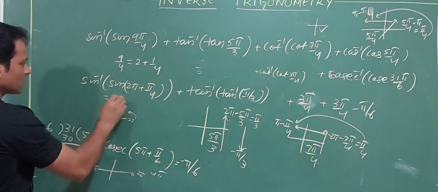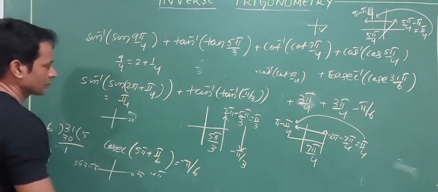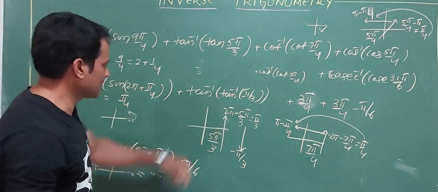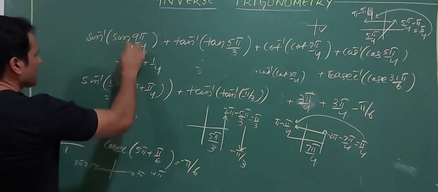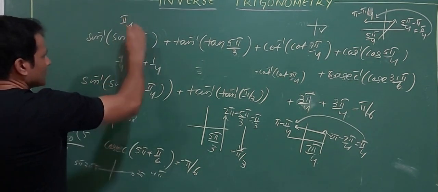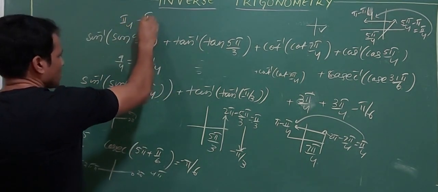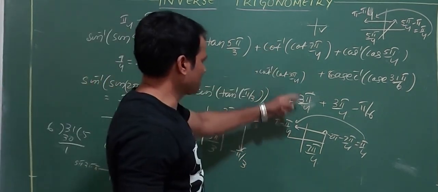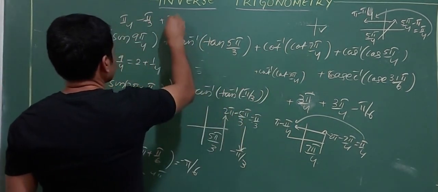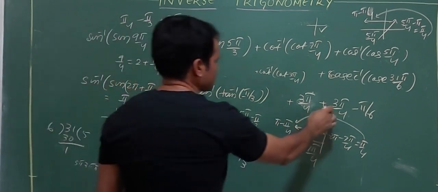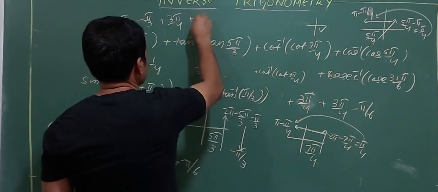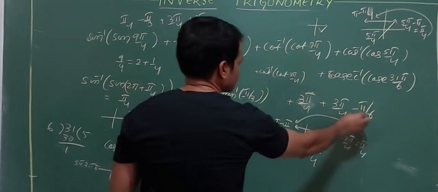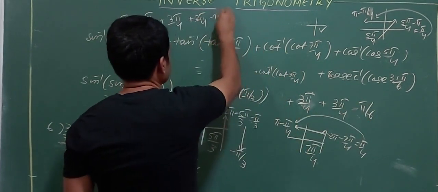Alright? So this is 2 pi by 4. This value is minus pi by 3. So the final answer I am writing here. This gives me pi by 4. This gives me minus pi by 3. This gives me 3 pi by 4. This gives me 3 pi by 4. This is minus pi by 6.